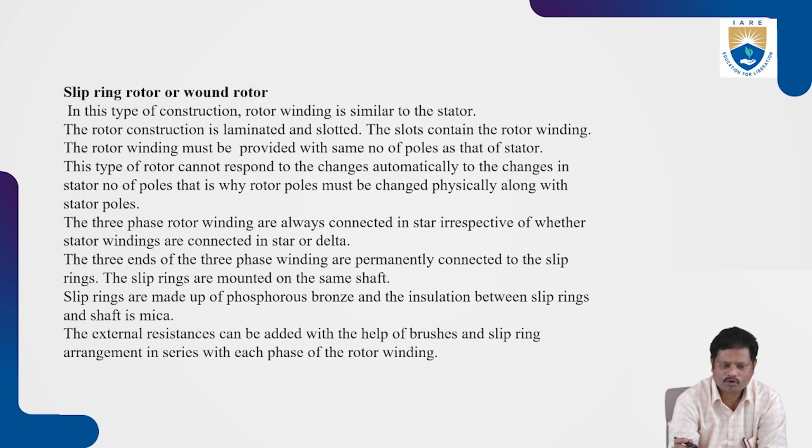Slip ring or wound rotor. In this type of construction, the rotor winding is similar to that of the stator, and the rotor construction is laminated and slotted as in the squirrel cage induction motor. The rotor slots contain the rotor winding. The rotor winding must be provided with the same number of poles as that of the stator. This type of rotor cannot respond automatically to changes in the stator. That is why rotor poles must be changed physically along with the stator poles.